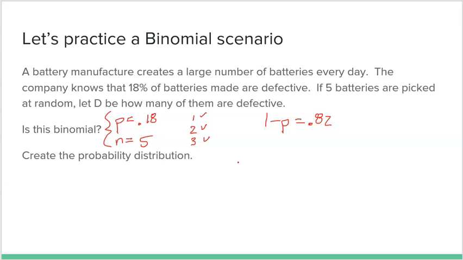So they want me to create a probability distribution. Remember, a probability distribution has all the outcomes. So of 5 batteries, 0, 1, 2, 3, 4, or all 5 of them could be defective. And I also need to calculate the probabilities of each of those outcomes. So let's go ahead and actually put all of our binomial rules together to find this probability distribution.